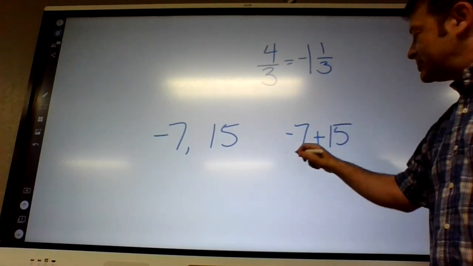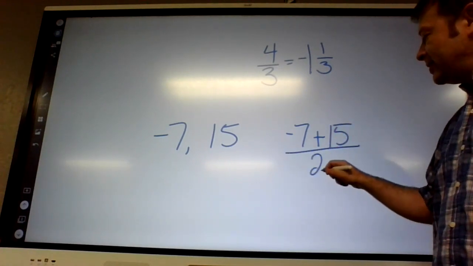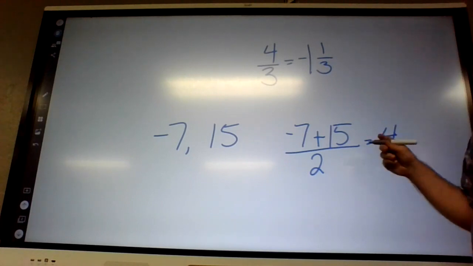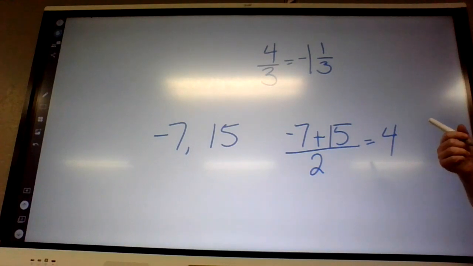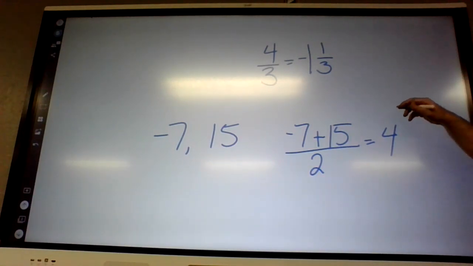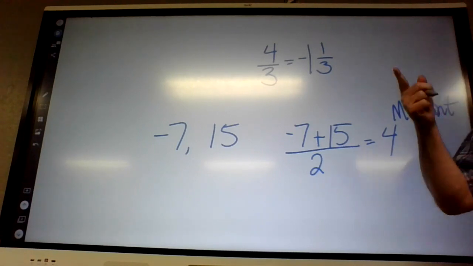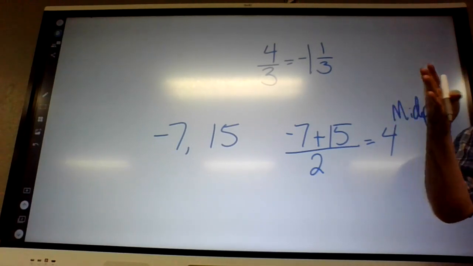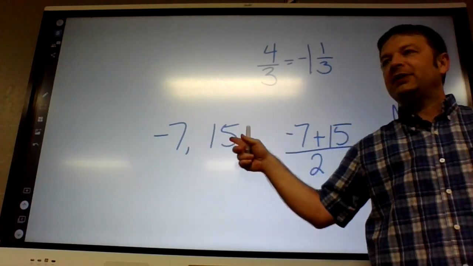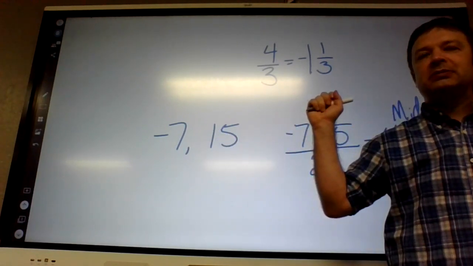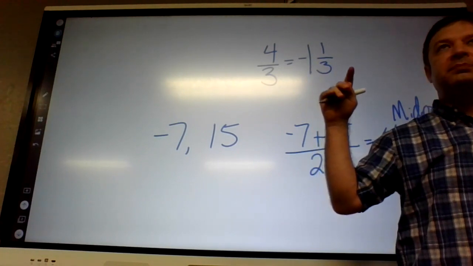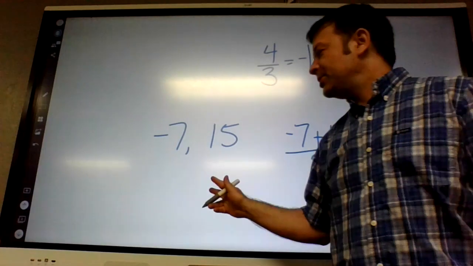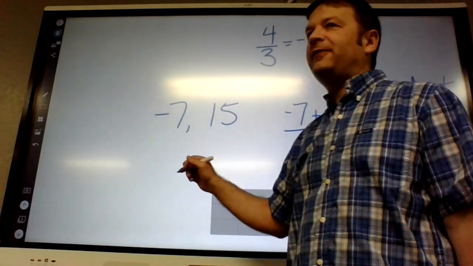So to find what's in the middle, you add them and divide by 2. Okay, don't write that down. That's not the answer. I just made those numbers up. Okay, that's the midpoint. So that is like half of it. But the other half is how do we find the distance? How do we find the length from -7 to 15? Add the absolute values. Kind of. Okay, you subtract. That's how you find the distance.